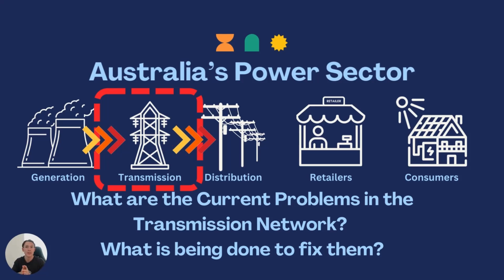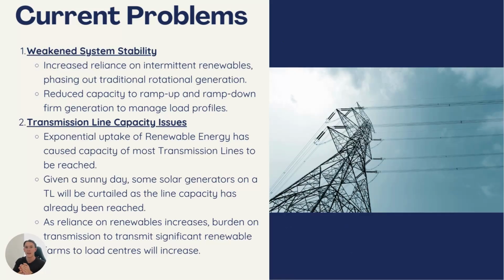All right, so to finish this video off, let's look at what the current problems are in the transmission network and what's actually being done right now to fix them. Currently in the transmission space, I'd like to highlight two key problems. The first problem is the weakened system stability. As you all know, the government is very set on meeting this 2050 net zero goal. Because of that, we've seen a significant uptake in renewable resources and probably an increased reliance on them going forward, which has resulted in phasing out our traditional rotational generation.